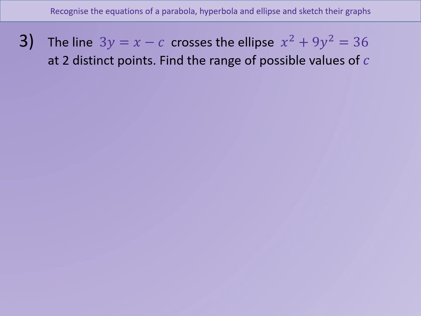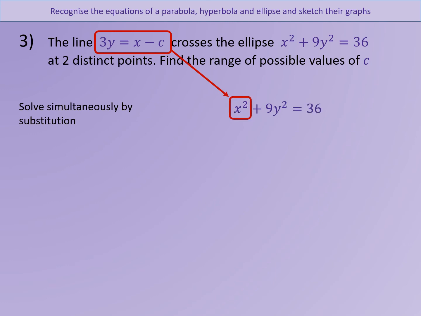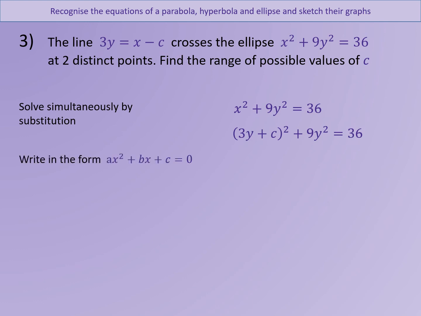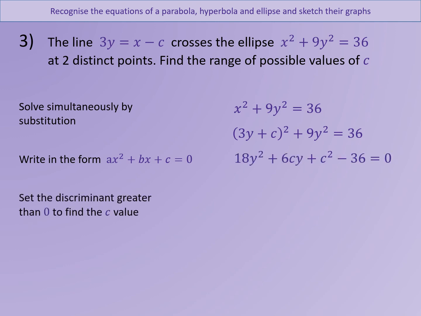For question 3, we are going to find the possible values of c such that this line crosses the ellipse in two distinct places. Again, we're going to attempt to solve this simultaneously. One way of doing this is to substitute x equals 3y plus c in for x. There are other ways of doing this and they will arrive at the same solution. So x equals 3y plus c substituted in gives us a quadratic in terms of y.